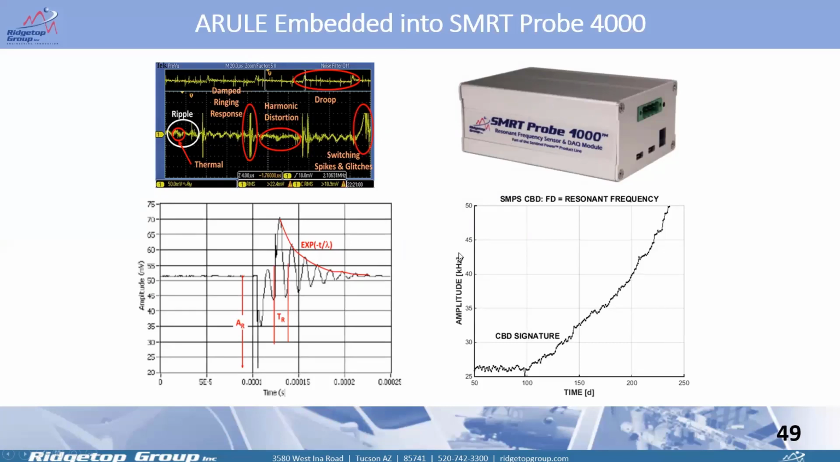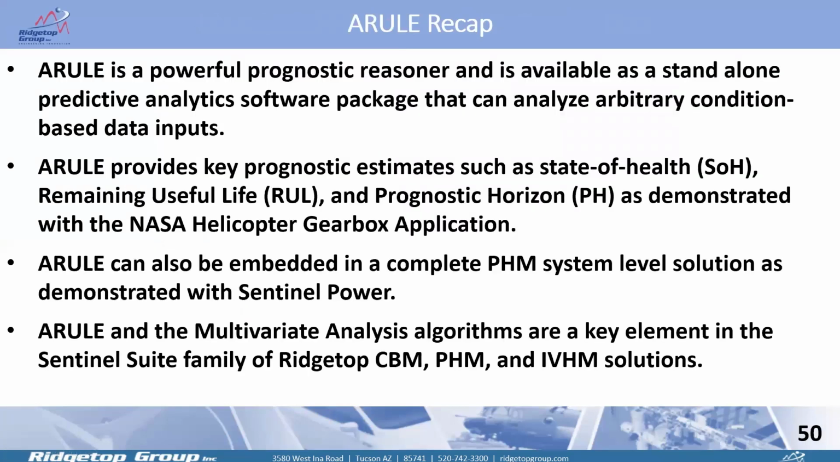But as Hoppy mentioned earlier, there are other types of feature data that can also be monitored and diagnosed with these types of methods, things like harmonic distortion, ripple voltage, damped ringing response, etc. So a brief recap: ARULE is a powerful prognostic reasoner and is available as a standalone predictive analytics software package that can analyze arbitrary condition-based data input. As long as that CBD data is tied to a failure mode of interest, it's going to give you meaningful estimates of remaining useful life, prognostic horizon, and state of health.